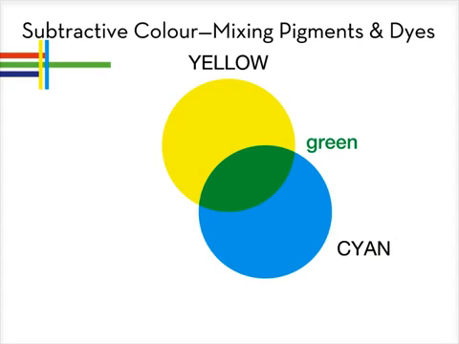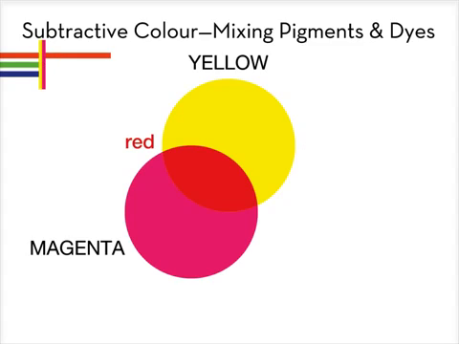Yellow ink absorbs the blue light. Cyan ink absorbs the red light. Thus only green light remains. Green is a subtractive secondary color achieved by mixing 2 primaries. Yellow ink absorbs the blue light. Magenta ink absorbs the green light. Only the red light remains. Red is a subtractive secondary color achieved by mixing 2 primaries.